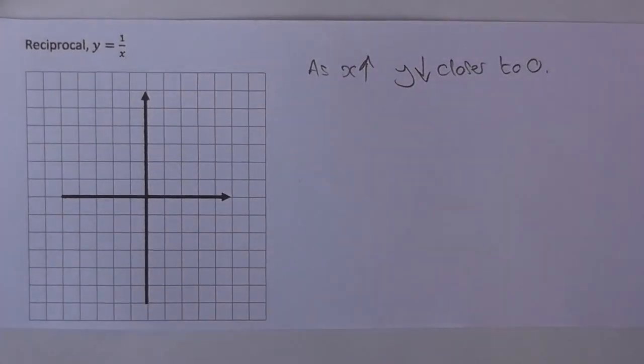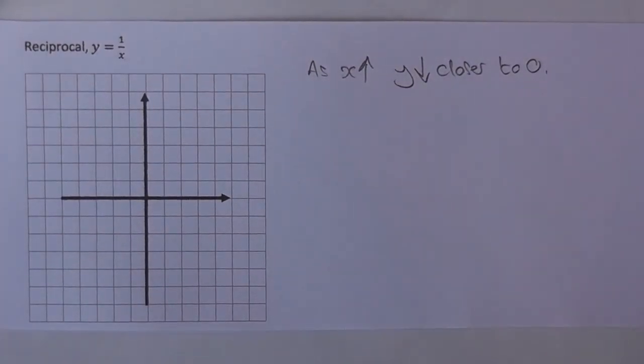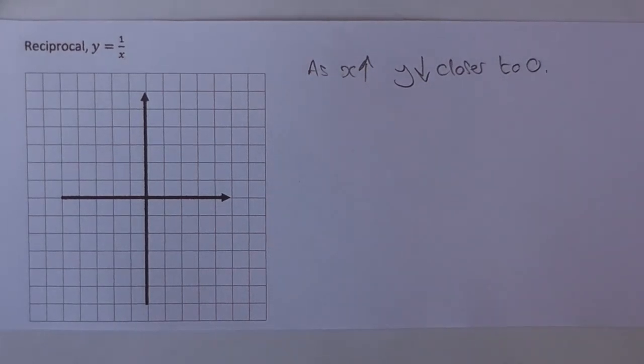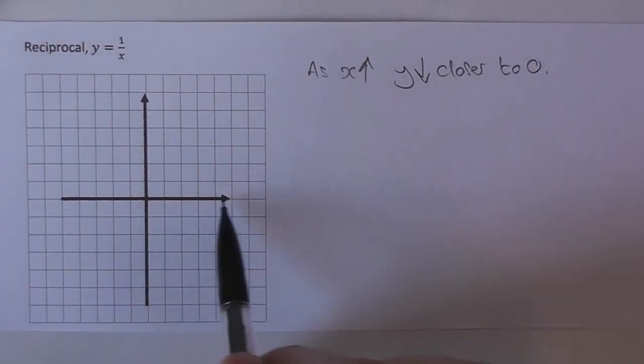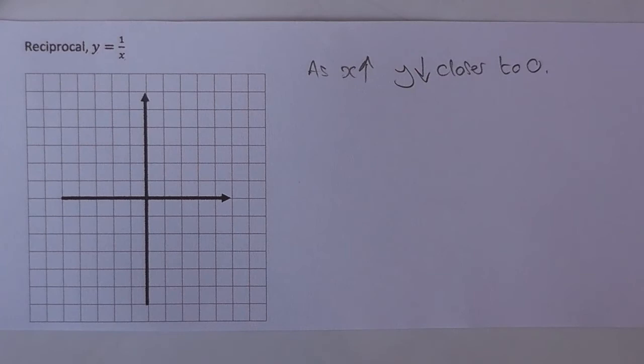But we will never actually reach 0. You can never do 1 divided by any number and get 0. It is impossible to divide something into nothing. So we will never actually get to this axis. We will never touch the axis. It will never reach an output value of 0. Ever.